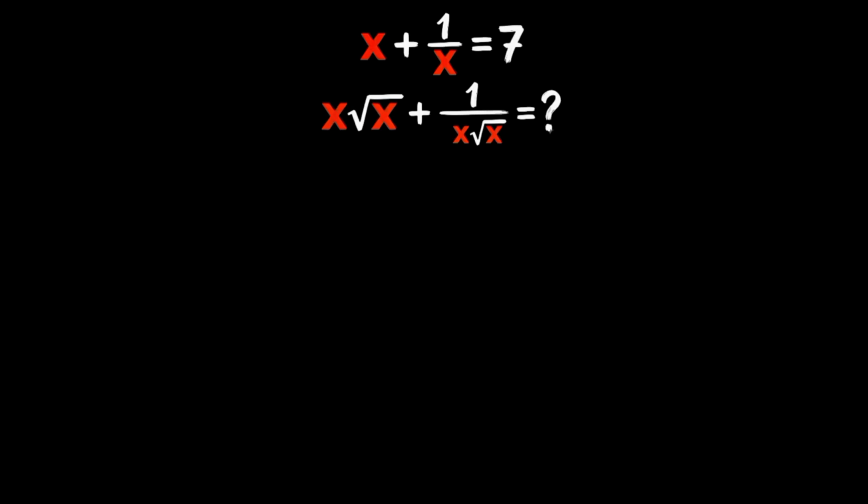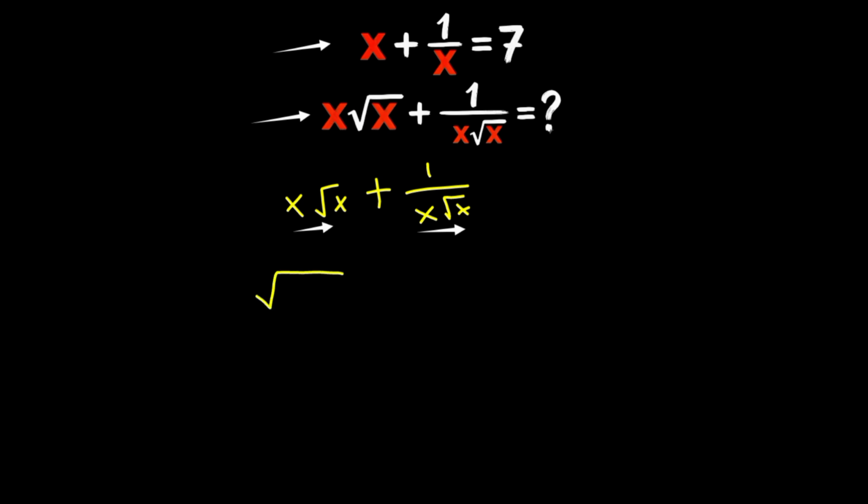Welcome guys. To solve this challenge, we need to extract this from this. And how do we do that? We do that by, first of all, rewriting the expression. We have 1 over x root x. And according to surds, this x can go inside the root.